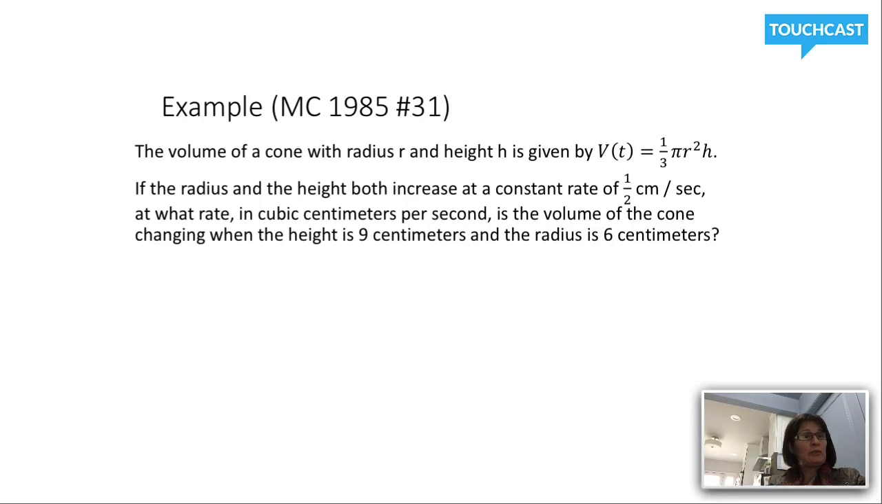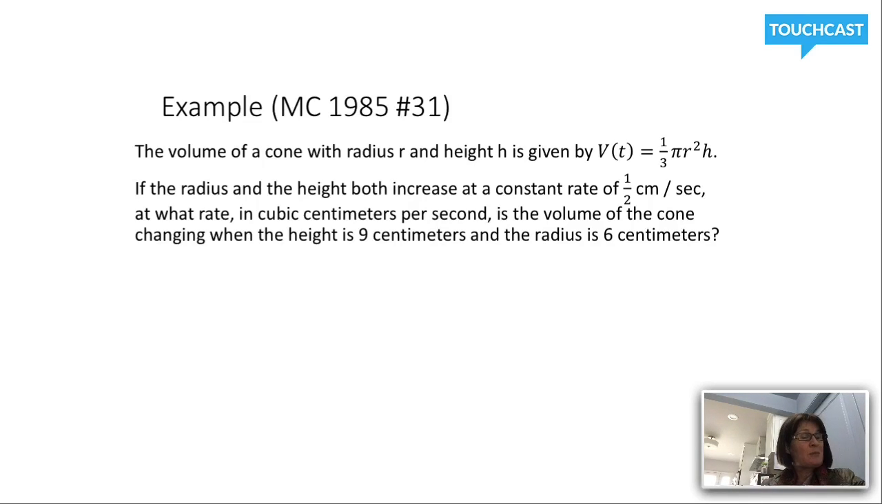The volume of a cone with radius r and height h, we know. Interesting, I called it v of t. You might have just called it v. If the radius and the height are both increasing, what's going to happen to the cone? It must be growing, right? So I happen to know that they are both increasing at a constant rate of 0.5 centimeter per second. Then what is the rate in cubic centimeters per second at which the volume is changing?